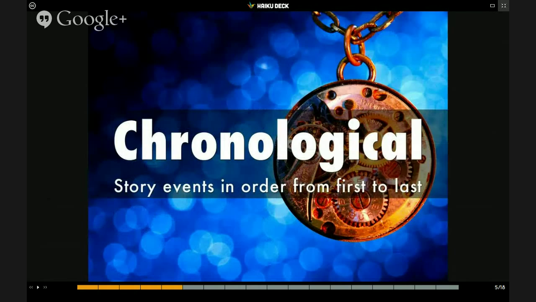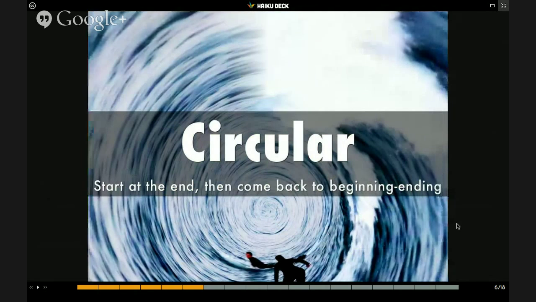Chronological is the one that we do most often, where you start at the beginning and then work your way through from beginning to last. That is most stories like The Three Little Pigs. Circular is where you start somewhere at the end or towards the climax, come back to the beginning, and then go all the way to the end. So if this were The Three Little Pigs, this might start with the big bad wolf blowing down the second little pig's home, and then we go back to the beginning where they're building their house, and then work our way up to the end. So this may work well for you as a narrative.